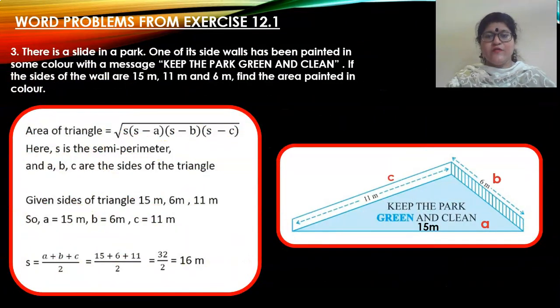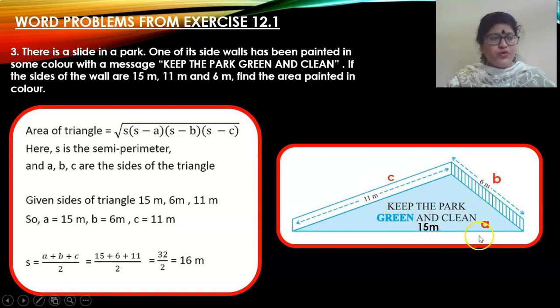This is the third question from exercise 12.1. There is a slide in a park and the slogan on this wall is keep the park green and clean. This entire area is painted in blue out here. You have to find the area painted in color. So look at the triangle.